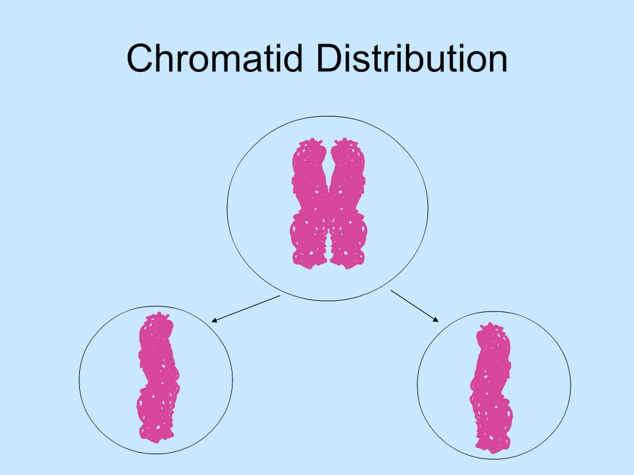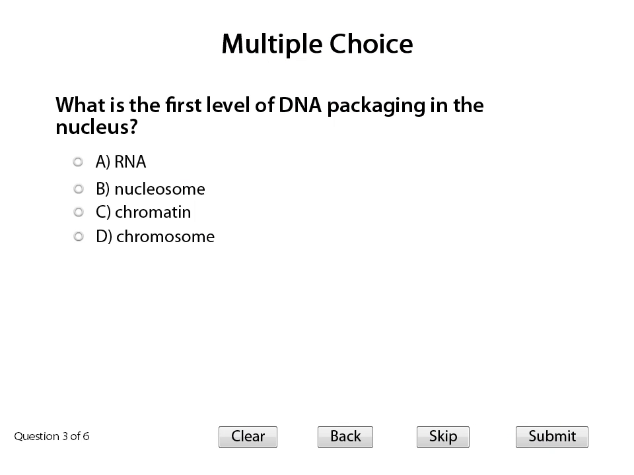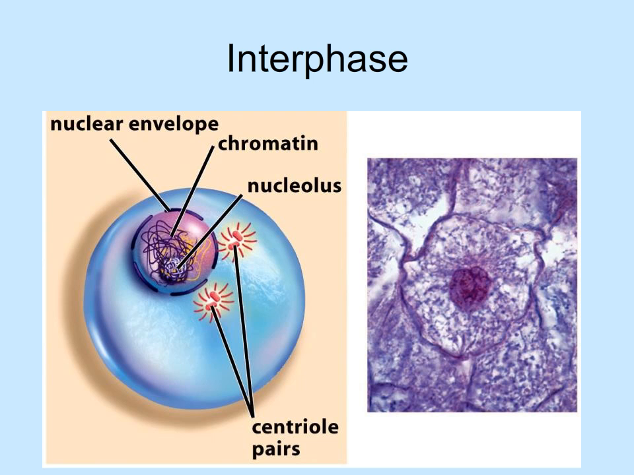Let's look at the steps of mitosis in detail. Remember, mitosis refers to the division of the nucleus. And interphase is not a part of mitosis. It consists of the G1, S, and G2 phases when the cell is performing its regular functions, growing, duplicating its chromosomes, and preparing for division.